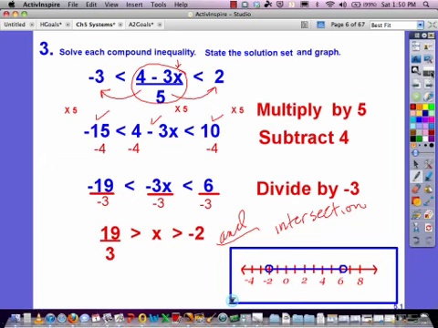X is greater than negative 2. Think of all those numbers. Then think of all the numbers that are less than 19/3. And 19/3, remember, is about 6 1/3. So I put an open circle at about 6 1/3 down here. And I put an open circle at negative 2 down here. Again, because they were greater than, less than signs, not greater than or equal to. And then the part they overlap in is the center portion.